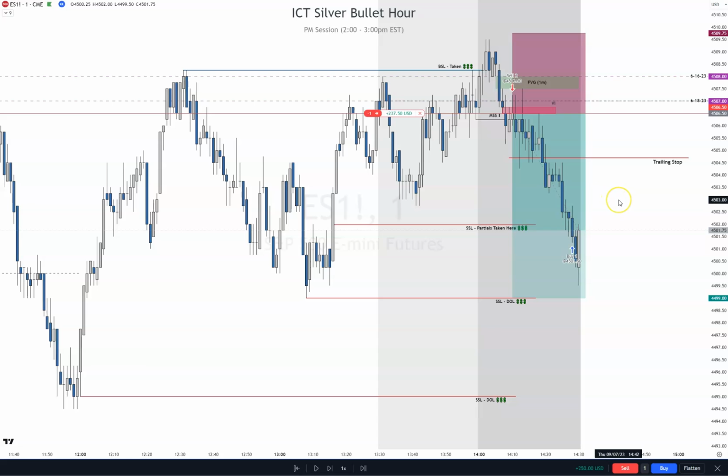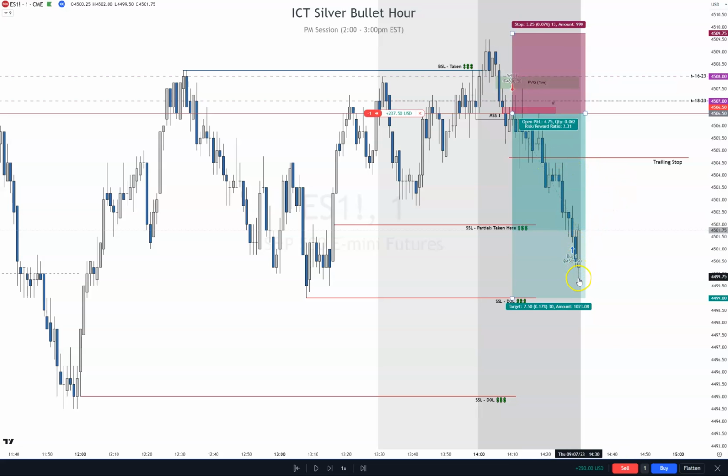Well, I trade Apex, right? And Apex has trailing drawdown, intraday trailing drawdown. So it's not the end of the day. So if it comes up, takes me out, all of this is used against me. So I've got to trail it pretty tight. So that's where I'd put it.